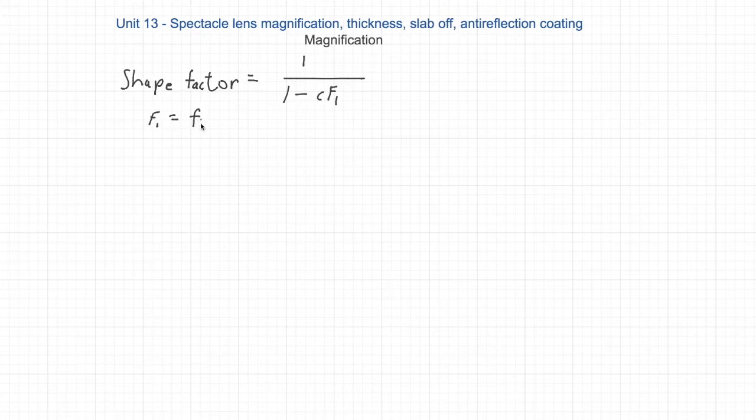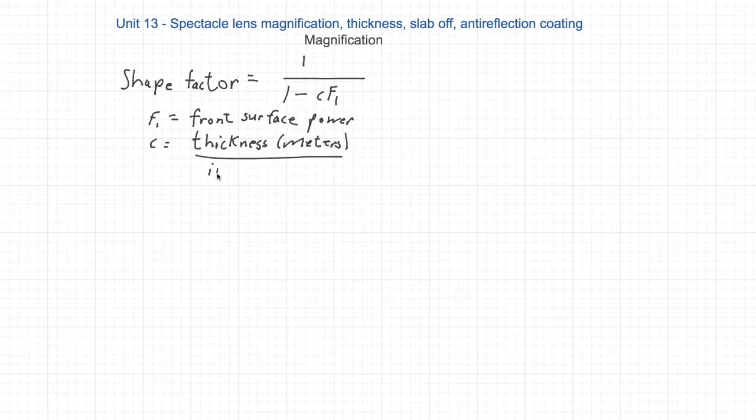So magnification of spectacle lenses involves two components. One is the shape factor, which equals 1 over 1 minus C F1, where F1 is the front surface power, and C equals the thickness of the lens in meters divided by the lens's index of refraction.